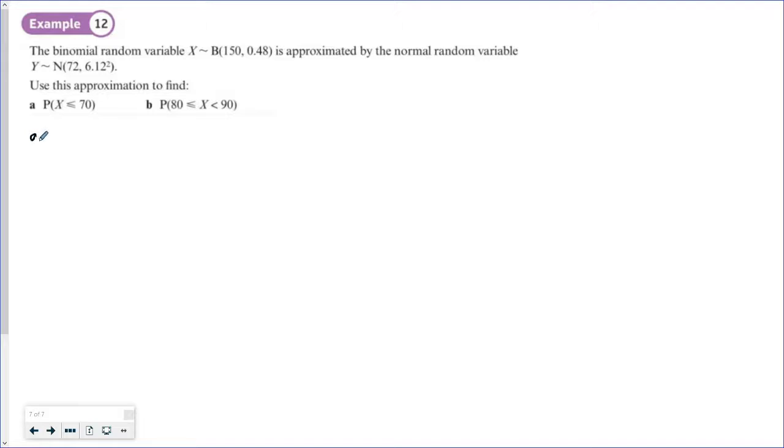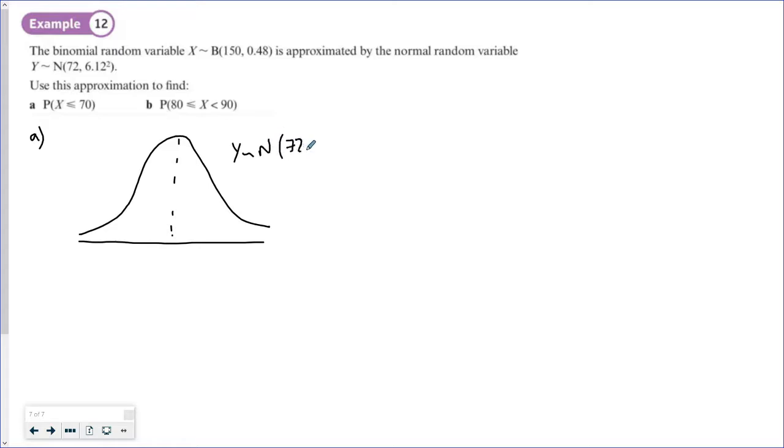Let's look at part A then. So we want the probability of x being less than or equal to 70. So I'm not going to draw out the bars this time, I'm just going to draw out the normal distribution curve. So we know for our normal random variable, y, we know that we've got 72 as the mean, which is in the middle. Now we want the probability of x being less than or equal to 70.